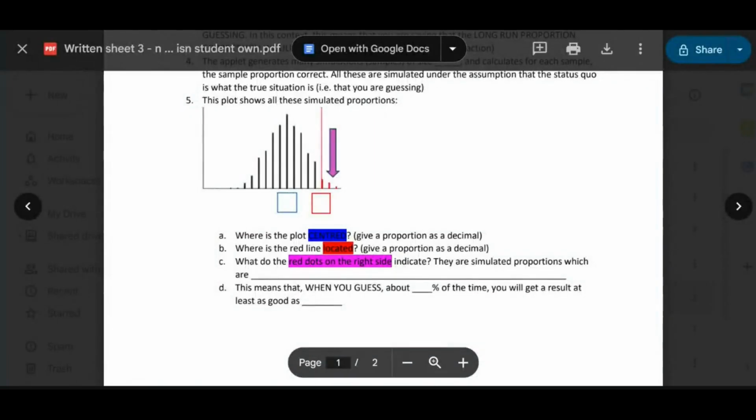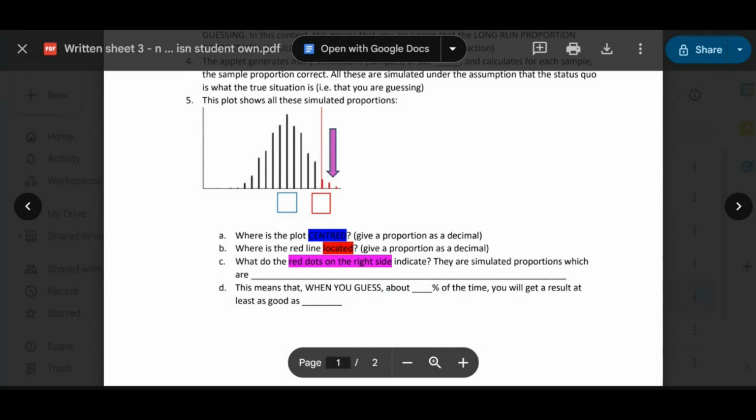Where's my famous picture? Here it is. I'm looking for the distance between the red box and the blue box. Hypothesized, actual, observed. And it is 0.2. Good. 0.7 to 0.5 is 0.2, right? The distance from 0.7 to 0.5 is 0.2.